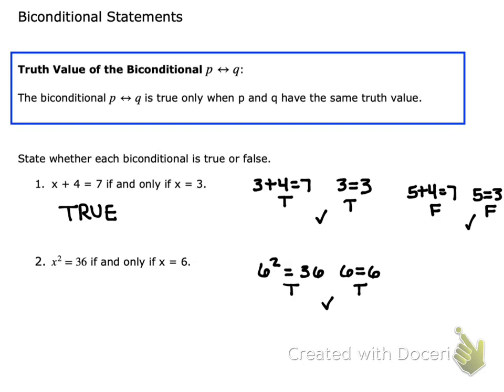And then I could even find a false one to say, hey, they both match, right? I could say 7 squared equals 36. Is that true or false? False. Does 7 equal 6? No, so that's false. That matches. But can you think of any situation where these wouldn't match?